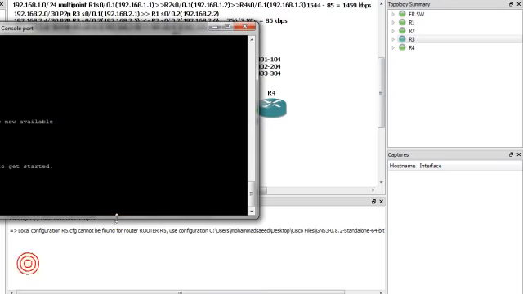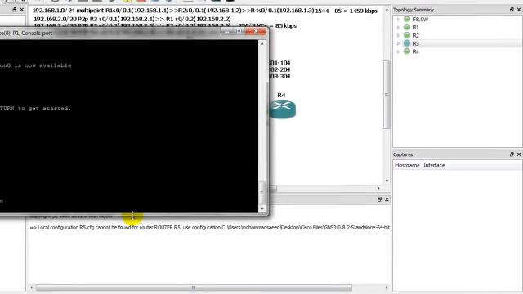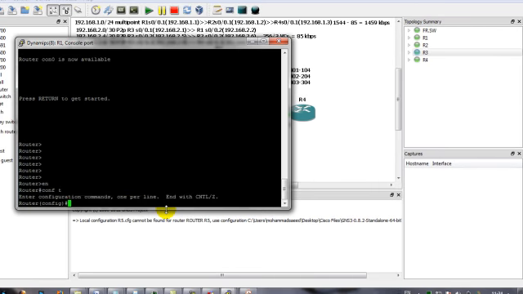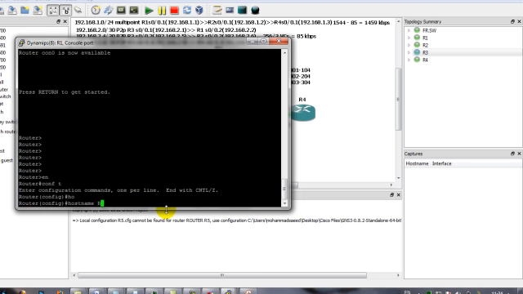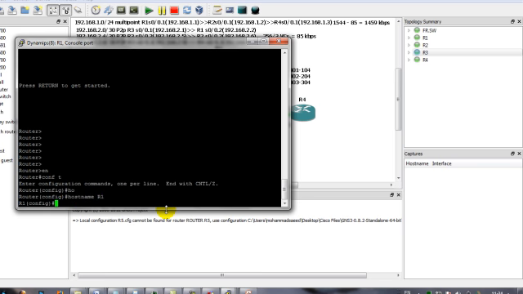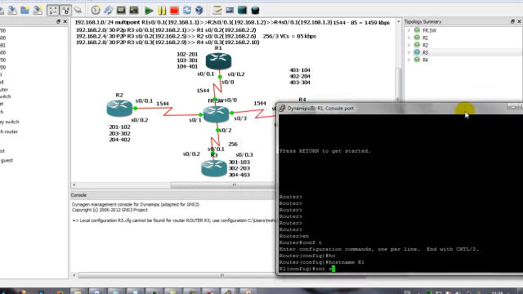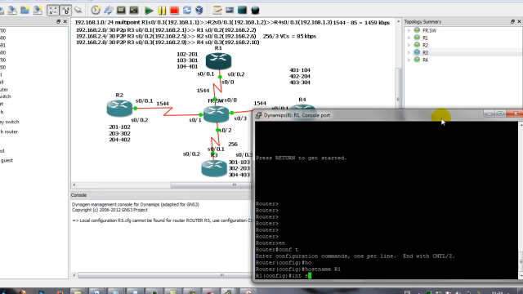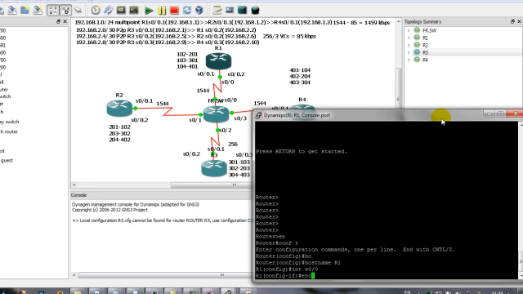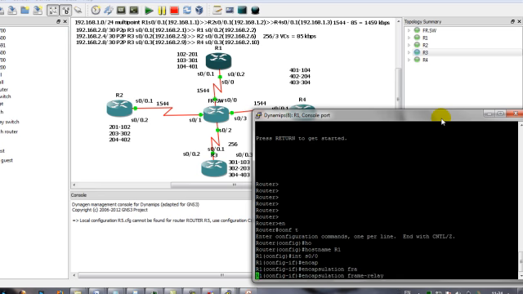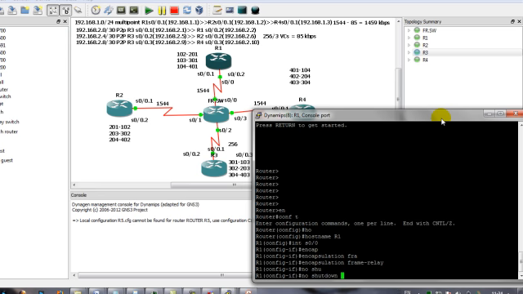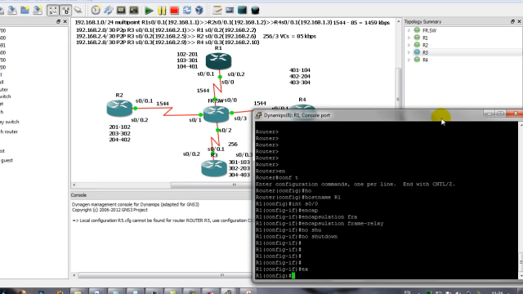Go to router 1. Enable. Now conf t. First thing, hostname router 1. Now go to the interface serial 0/0. Yes, encapsulation frame relay with no shutdown. Now exit.